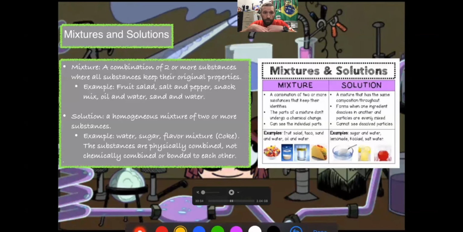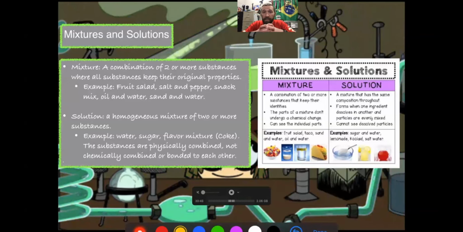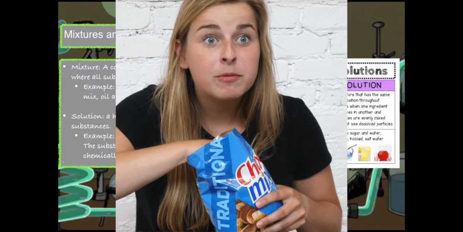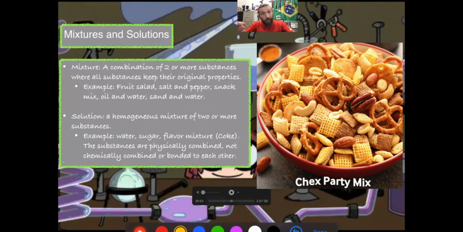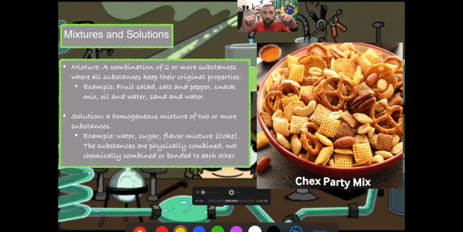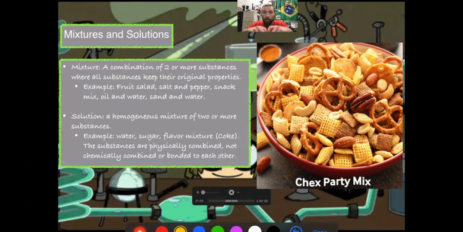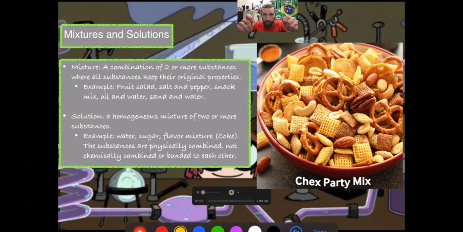So a mixture is a combination of two or more substances where all of the substances keep their original properties. They're not sticking together and bonding together. An example would be like, say, fruit salad or snack mix. If you've ever had Chex Mix or Gardetto's Mix, that would be a mixture. That's why we call it a mix, right? Notice that the little rye crackers and little pretzels and all of those, you can take them out, separate them out again. They're not stuck together. They've maintained their original properties, right?